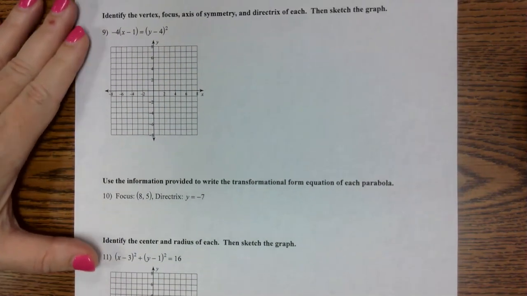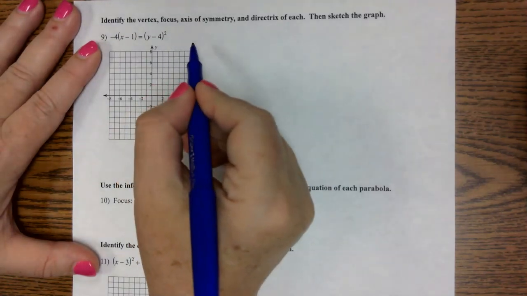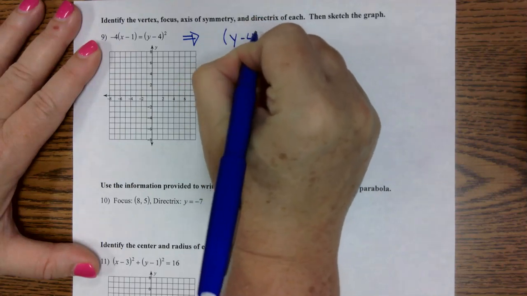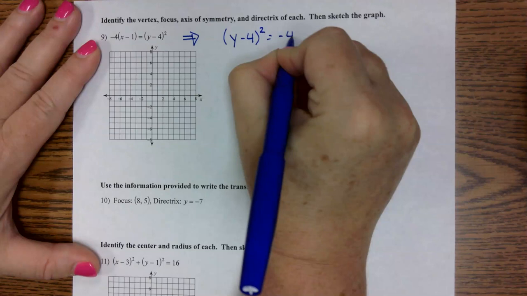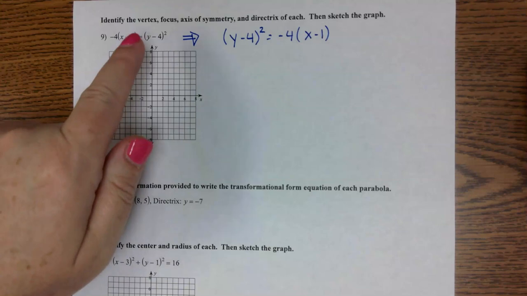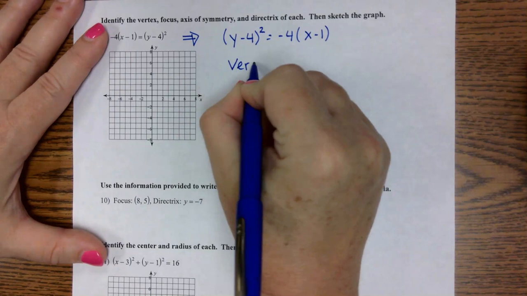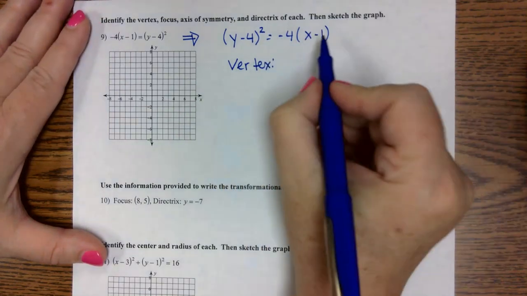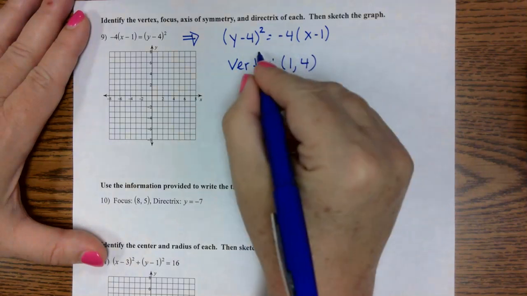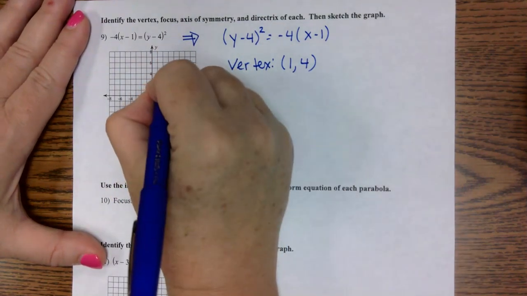Number 9. Now we're dealing with a parabola. If you don't like it written this way, we can actually flip it. So we're not stuck with it this way, even though we're used to it this way. So here we go. We have our vertex. Now please be careful. It's going to be +1 and +4. So we've got to change those signs. So 1, 4 is our vertex.